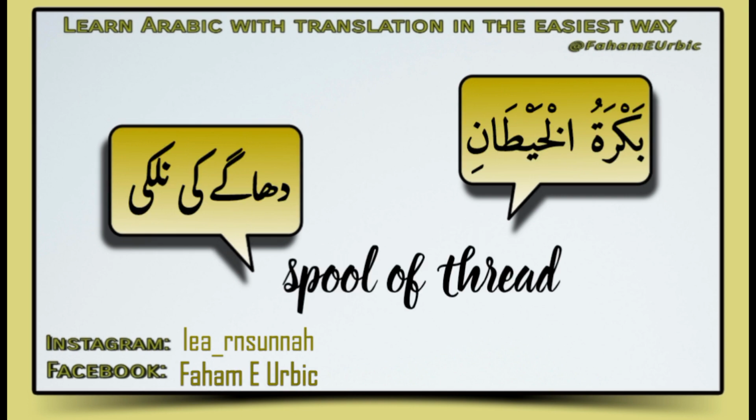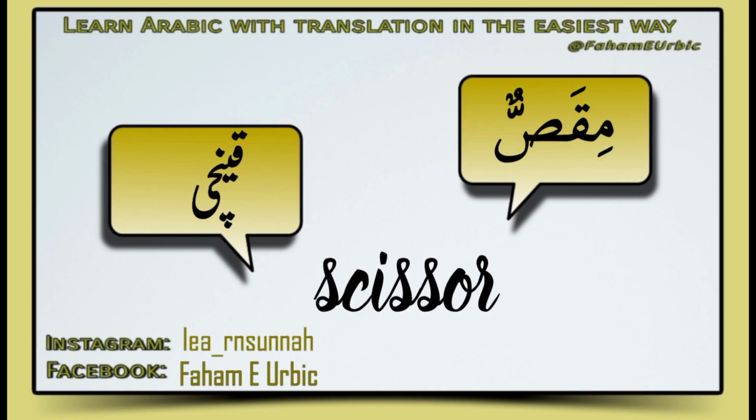The next word is بكرة الخيطان. In English, this word is known as spool of thread.